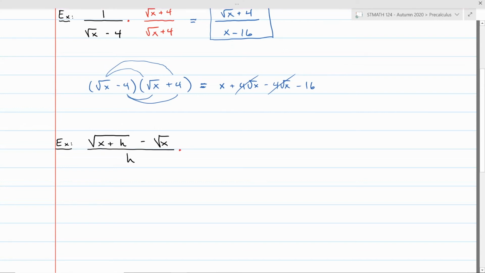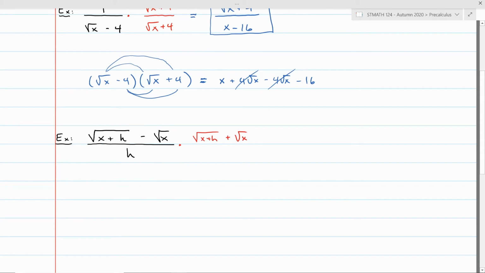So I'm going to do the same trick. I'm going to multiply by the conjugate. So I'm going to multiply by square root of x plus h plus the square root of x this time, because whatever the sign is in the middle, you change it, right? But you've got to multiply by the same thing top and bottom so that you're really multiplying by 1.